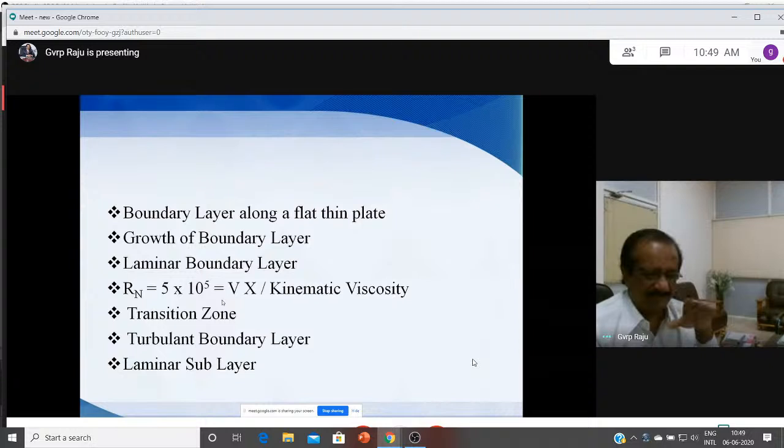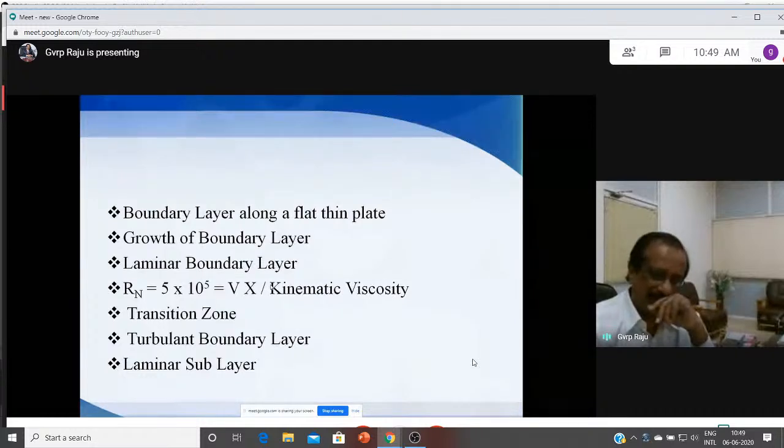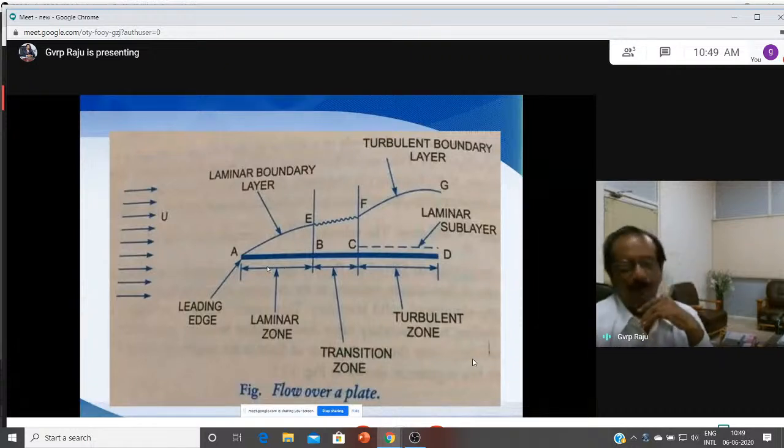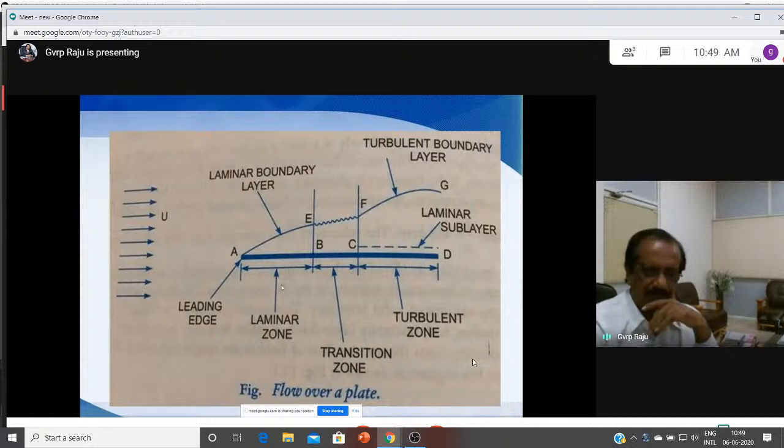Now, for the laminar flow equation, we can take the same equation, Vd by nu, but in place of diameter, we use X here. So X is the distance up to which laminar flow is existing. That means this is the area up to which laminar flow is existing. So how will you find out the value of X here? It is required to find this distance, A to B, which is X.